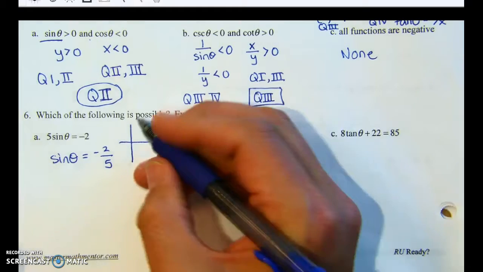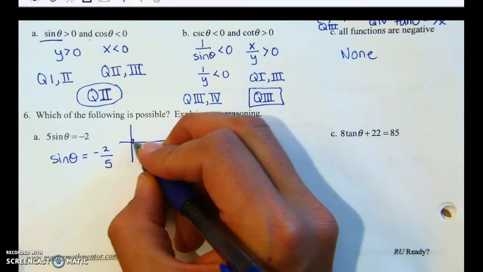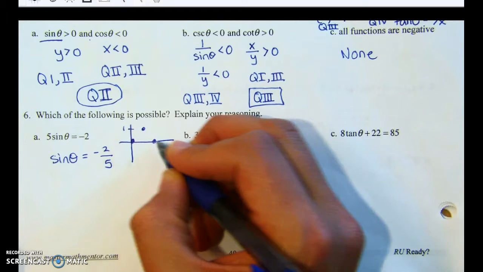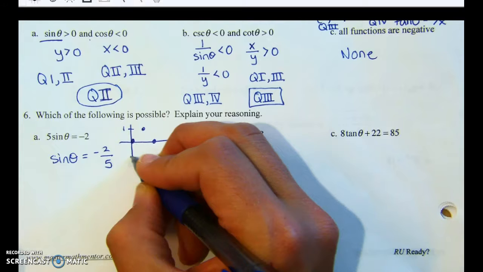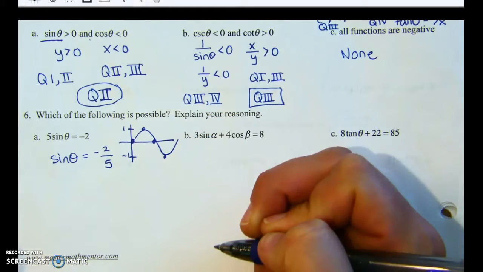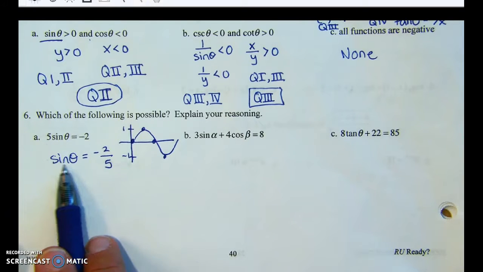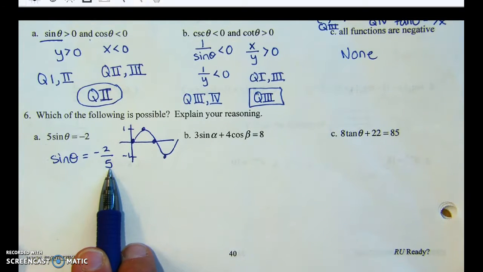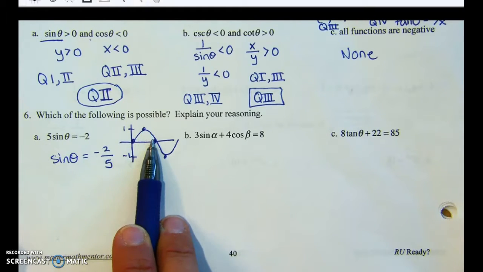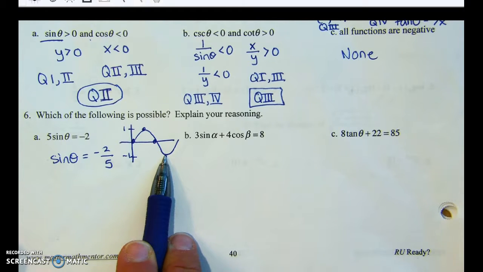You should know it starts where? It starts at 0, and where does it go to? 1. And then it goes to 0, and then it goes to -1. And it kind of looks like that. Can sine equal -2/5? Hold on. It went up to 1, down to 0, down to -1. Did it pass through -2/5 here?